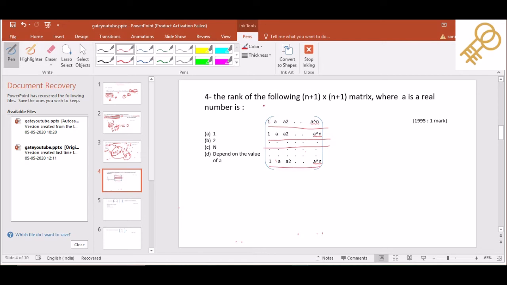See, in the first column all the rows have the same element, in the second column all the rows have the same element, in the third column all the rows have the same element, and so on. So they all are linearly dependent on each other.